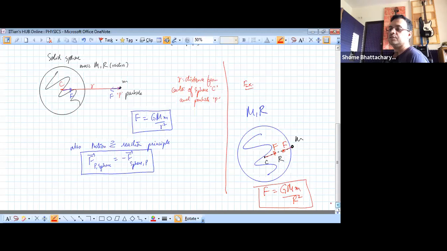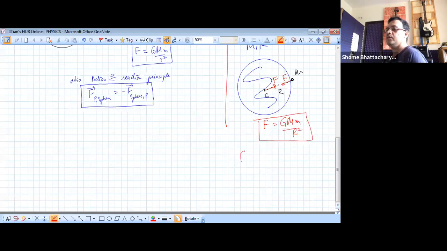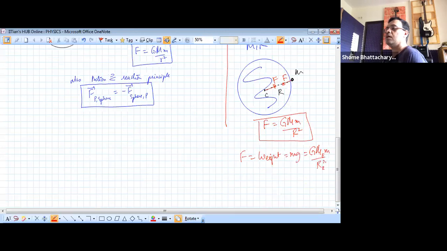So that is why on the surface of the Earth, what we write as F is actually the weight, and mg is actually equal to G into mass of the Earth into mass of the body divided by r square. So acceleration due to gravity actually becomes this. This is what happens on Earth's surface.